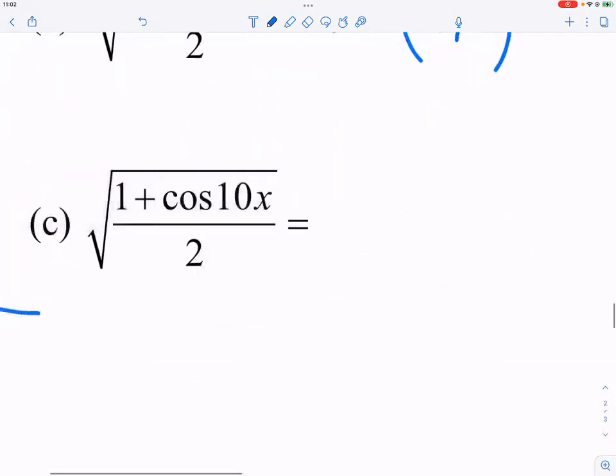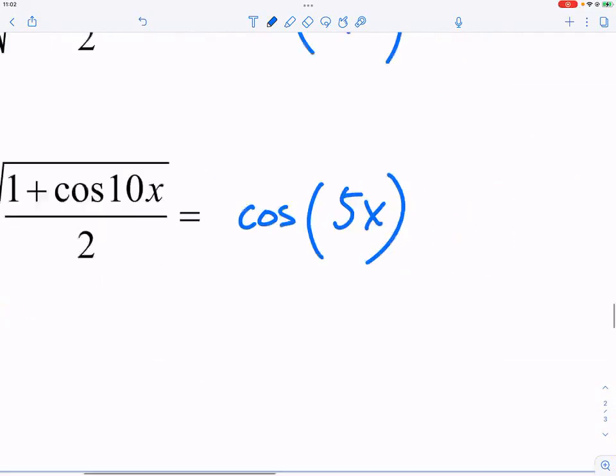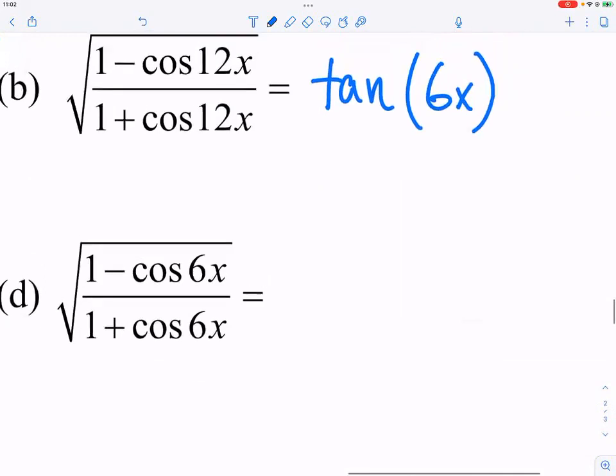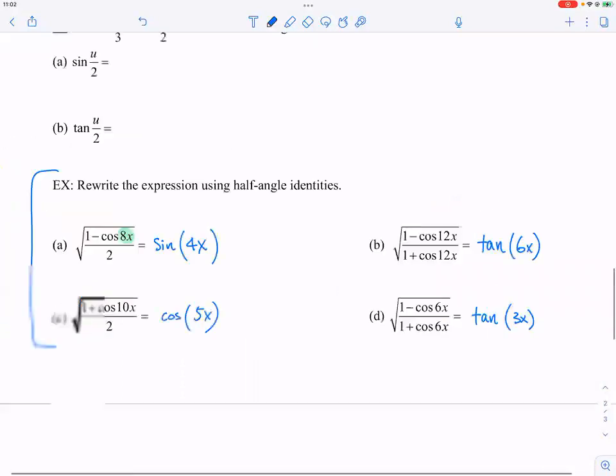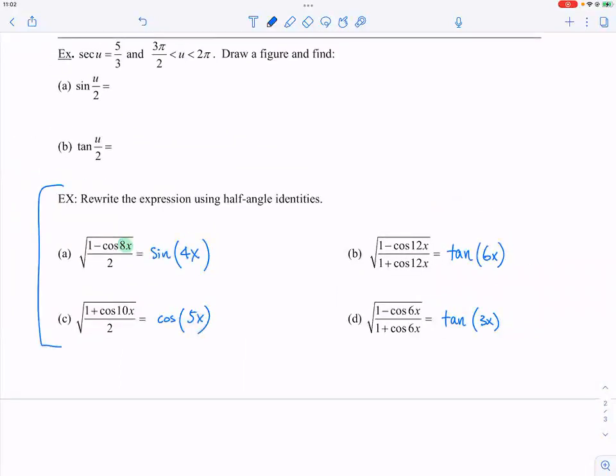All right, part C, you have this plus right here. That means we are having a cosine of theta over 2. The theta is 10x, so therefore you have cosine of 5x. And this one is also screaming tangent right here. This is tangent of 6x over 2, which is 3x. So fairly straightforward.